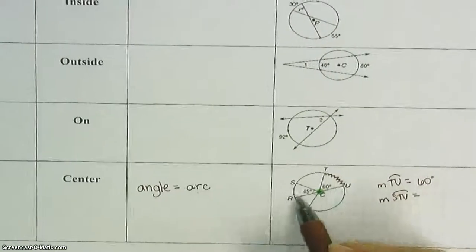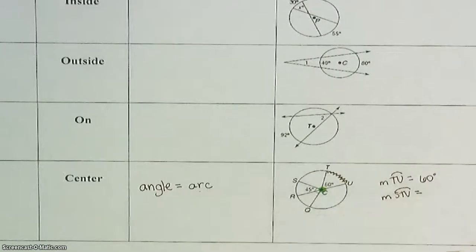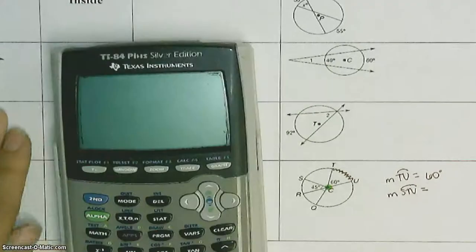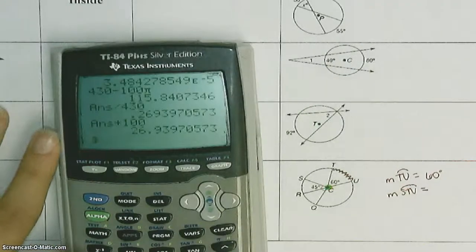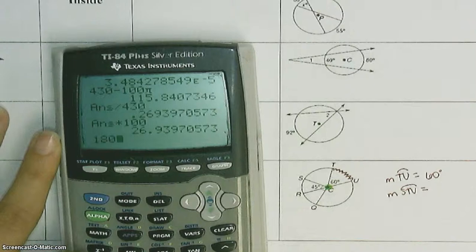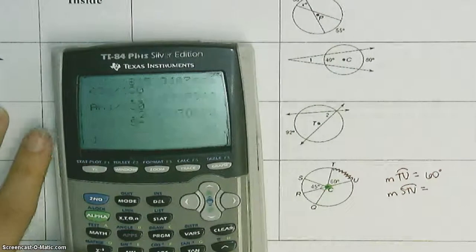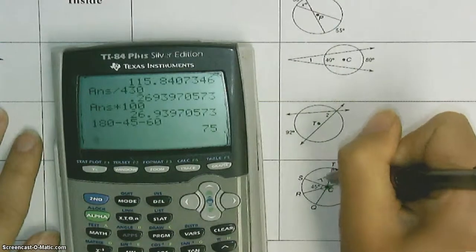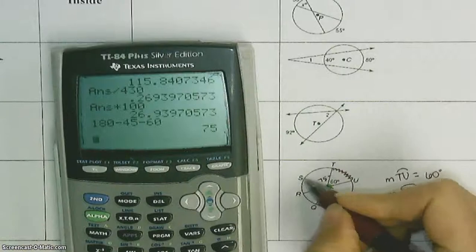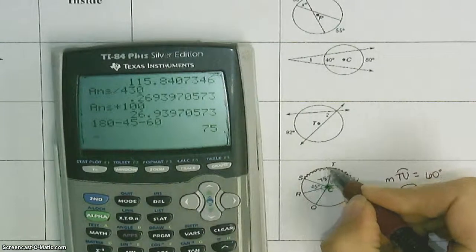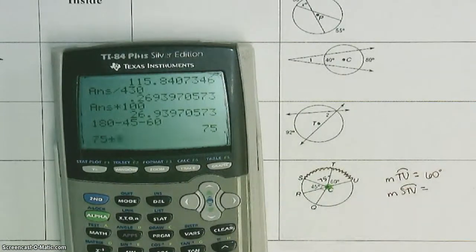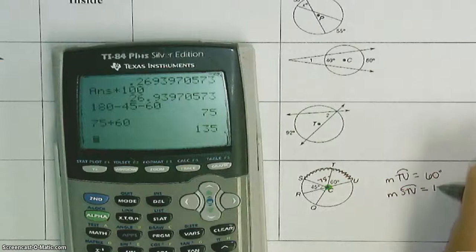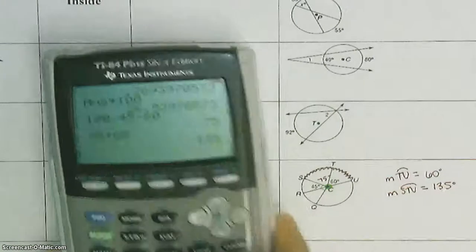Well, I see there's a diameter here, which is 180 degrees. So I need to see what I'm missing. I already have 45 degrees. I already have 60 degrees. That means I'm missing 75. So if I want to find this whole arc, I'm going to do 75 plus 60, 135 degrees. Angle is equal to arc.